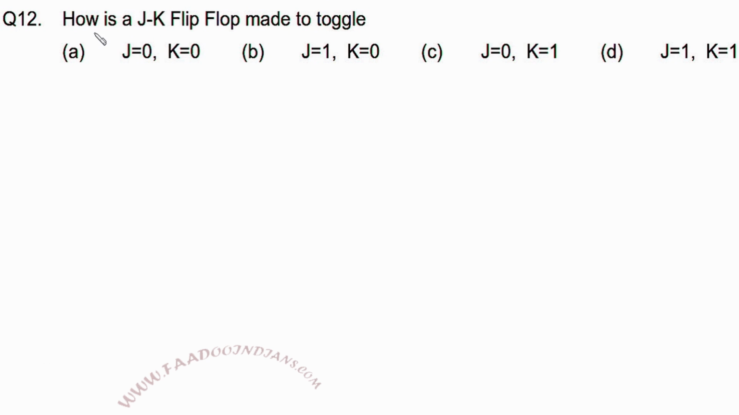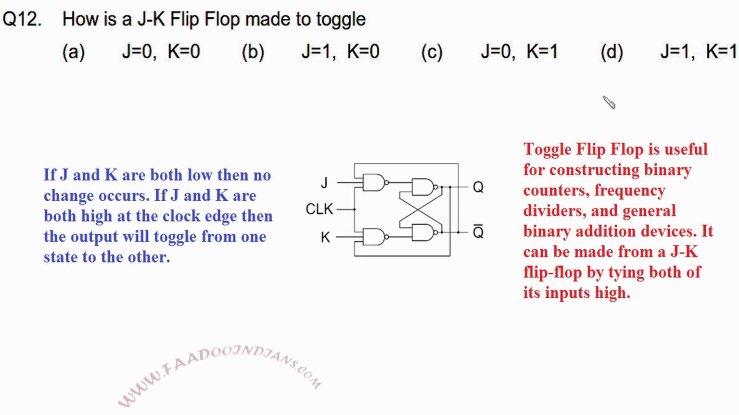12th, how is a JK flip-flop made to toggle? Well, toggling is inversing of the output or changing of the output. This is a JK flip-flop with a clock, with outputs Q and Q dash and inputs J and K. So if J and K are both low, then no change occurs. If J and K are both high at the clock edge, then the output will toggle from one state to the other. So a toggle flip-flop is useful for constructing binary counters, frequency dividers, and general binary addition devices. It can be made from a JK flip-flop by tying both the inputs high. So the answer is J and K 1 1.